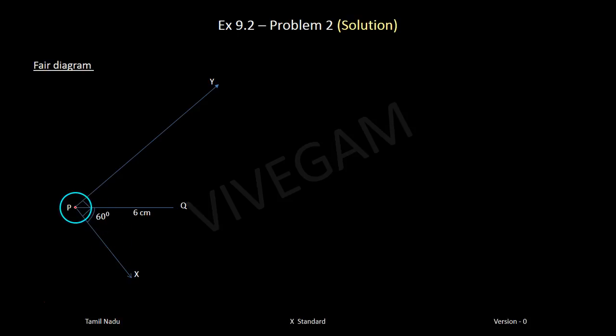Next, we'll have to find the midpoint of PQ. How will you find the midpoint? The length of PQ is 6 cm. Half of it is 3 cm. So you'll have to take a radius slightly more than that. So let's take a radius more than half. More than 3 means, let's take 4.